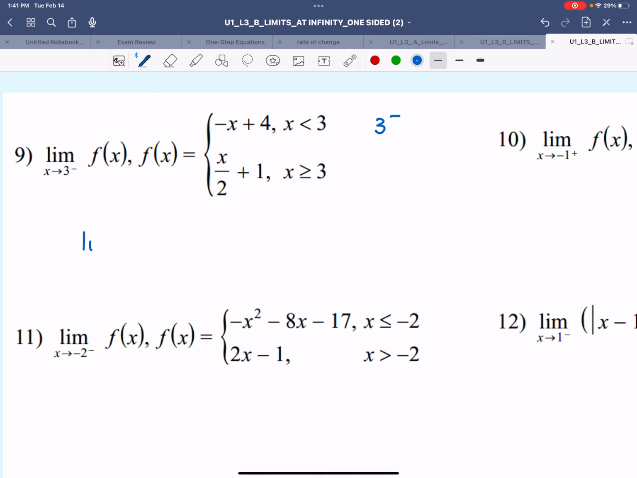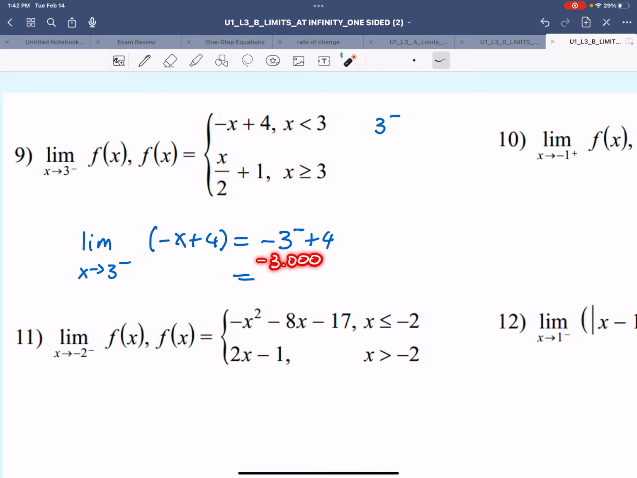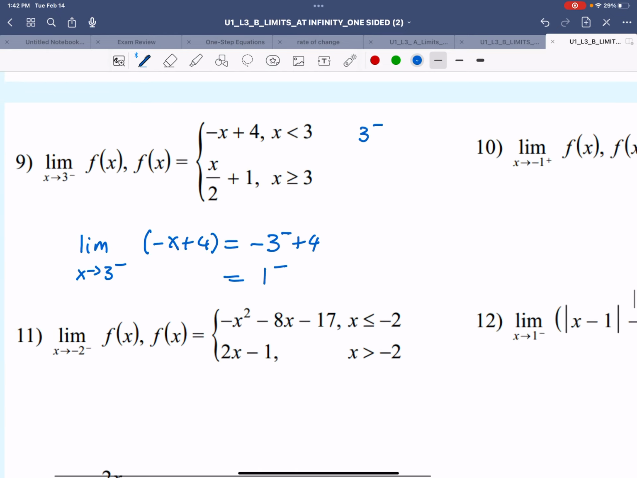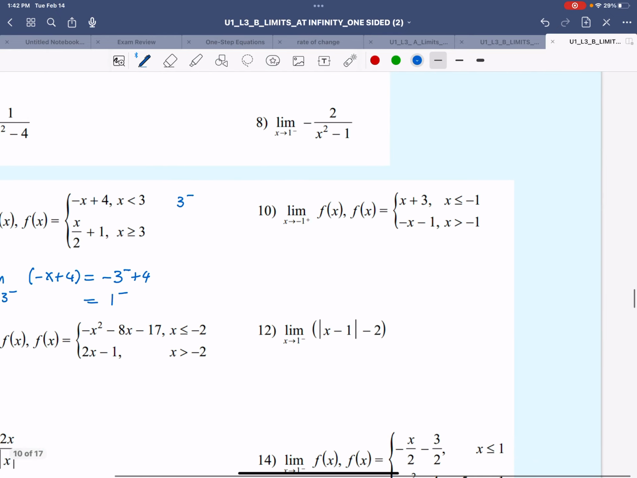So if you want to find the limit as x approaches 3 minus of this particular function, we have to use the equation negative x plus 4. So that would be equal to negative 3 minus and then plus 4. Negative 3 minus will be a number such as negative 3.0001, and then you add a 4, that means it's about 1 but less than 1. So that would be positive 1 minus, and that would be the answer to this limit.